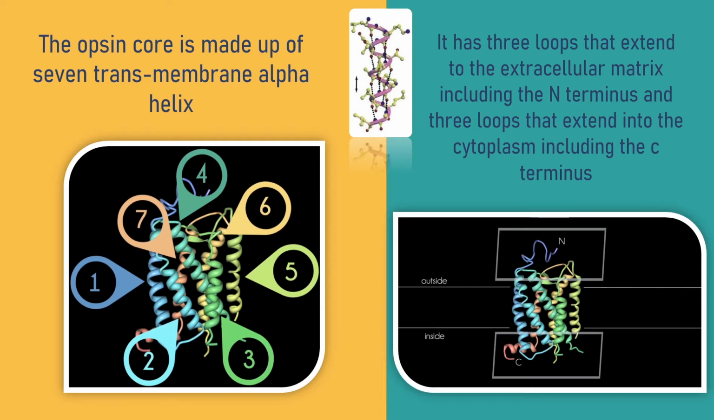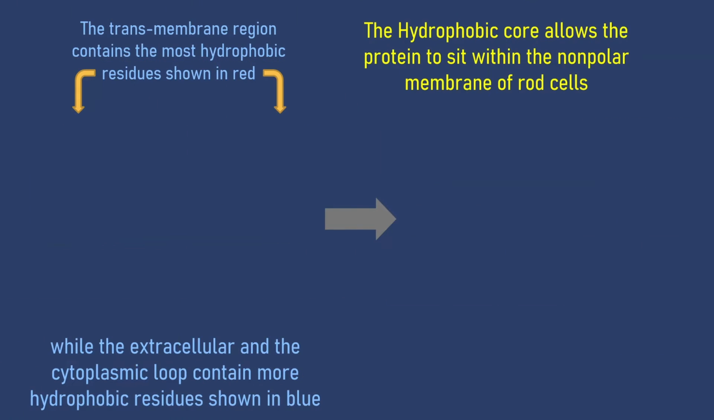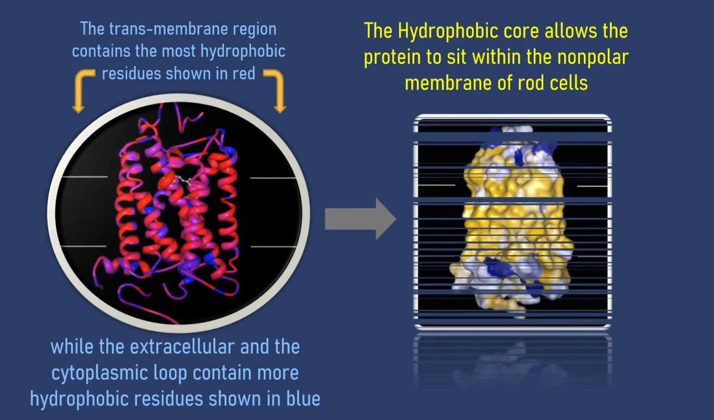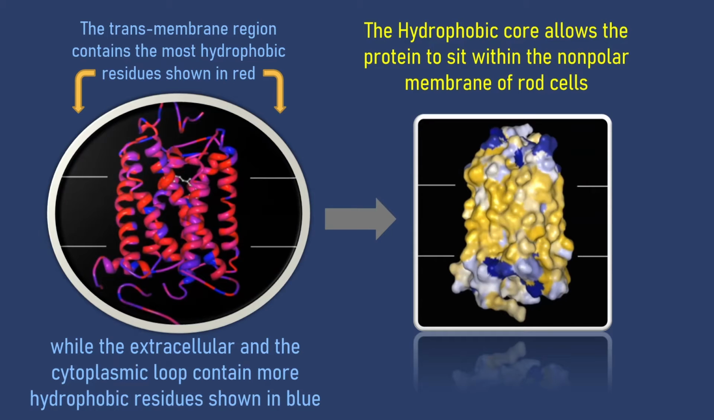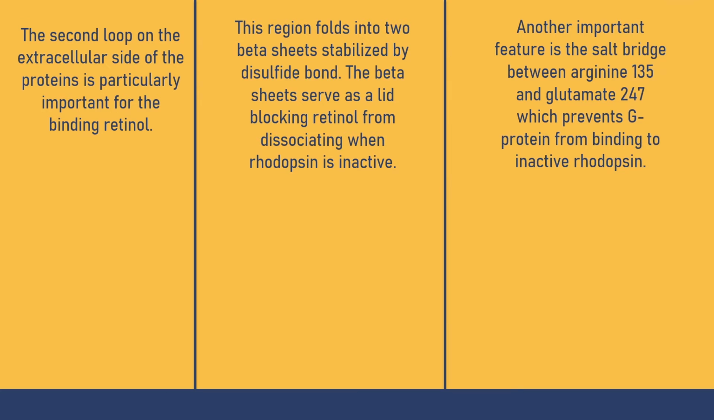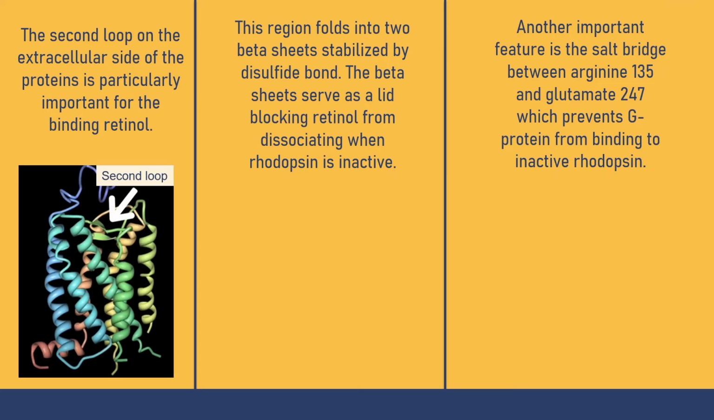cytoplasm, including the C-terminus. The transmembrane region contains the most hydrophobic residues, shown in red, while the extracellular and the cytoplasmic loops contain more hydrophilic residues, shown in blue. The hydrophobic core allows the protein to sit within the nonpolar membrane of rod cells. The second loop on the extracellular side of the protein is particularly important for binding retinol.